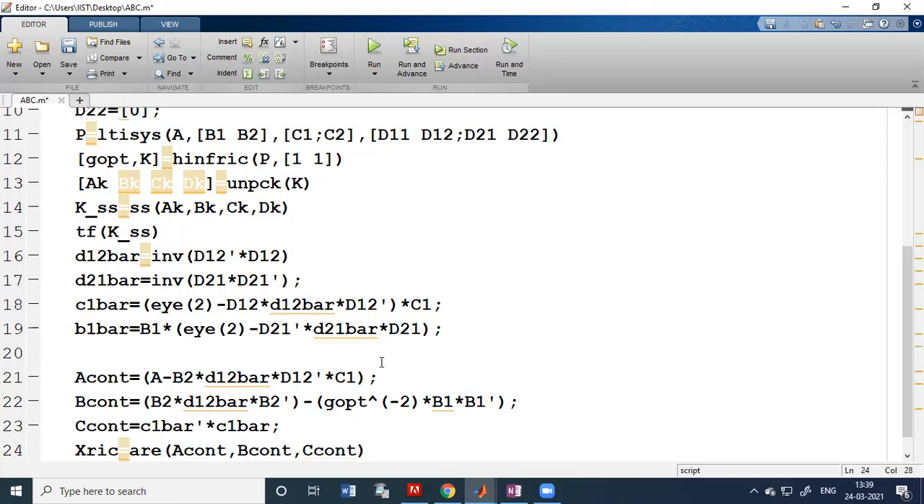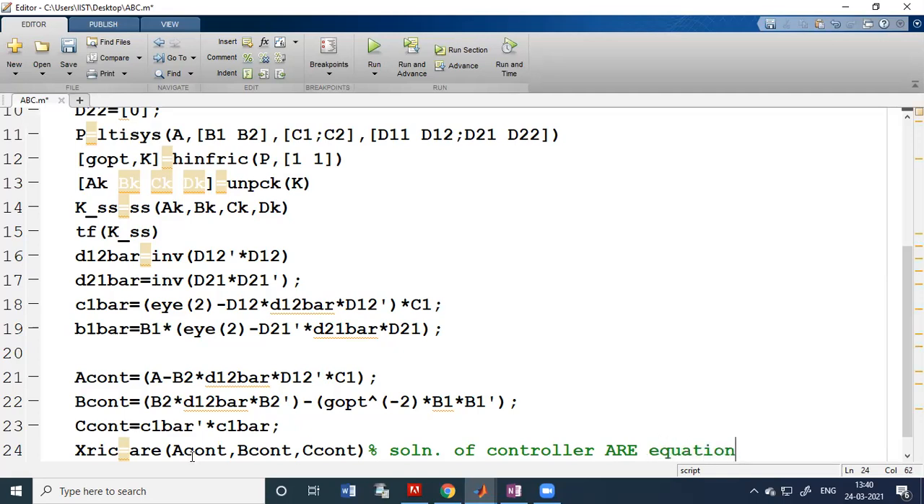Did you understand what we did so far? In the algorithm, we have to solve two ARE equations, one for the controller and one for the estimator. This is the first, the controller ARE equation. Are you getting me? Yes, sir. Here, some comment: solution of controller ARE. Some X infinity term we wrote. I don't know how to write X infinity in MATLAB. That's why I put X right here. ARE equation.